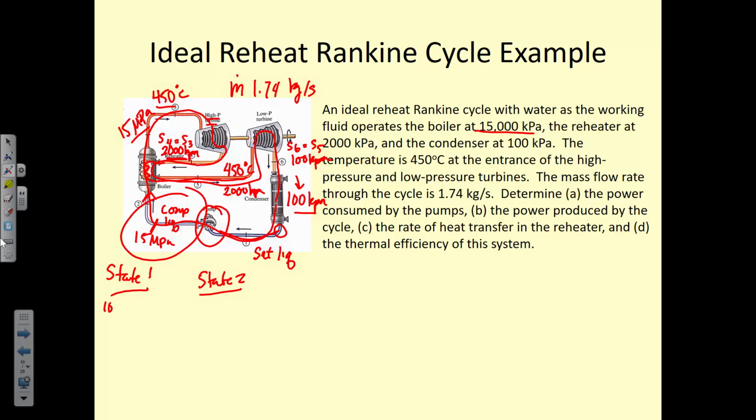For state 1, it's 100 kilopascals saturated liquid, so we find v1 is equal to 0.00104 meters cubed per kilogram, and s1 is 1.3028 kilojoules per kilogram Kelvin. State 2 is actually at quite a high pressure, 15 megapascals. And fortunately for us, we have a table for compressed liquids at 15 megapascals. And this pump is isentropic, so we know s2 is equal to s1, which allows us to interpolate on table A7 to find our enthalpy value of 433.07 kilojoules per kilogram.